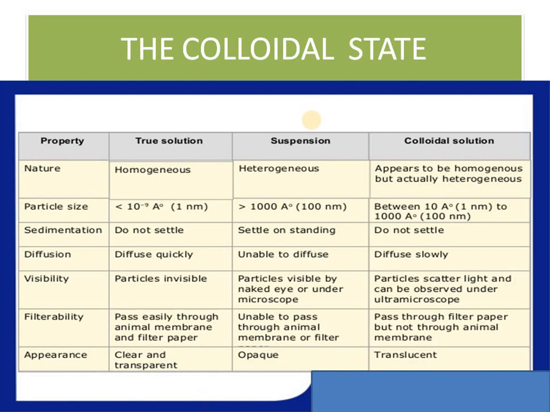If you compare with colloidal solution, it seems to be homogeneous, but actually it is heterogeneous. And the particle size, as we discussed earlier, is 1 nanometer to 100 nanometer. If the particle size is greater than 100 nanometer, that is a suspension and it is heterogeneous. Similarly, sedimentation. You see that if particle size is more, sedimentation will take place. If particle size is small, it will always be in a state of motion.